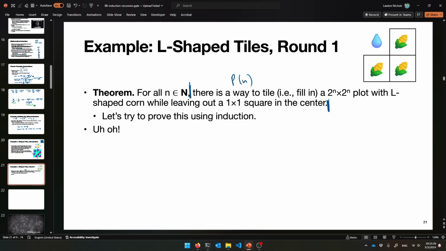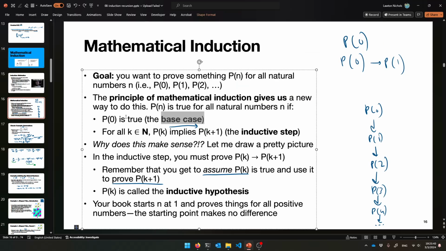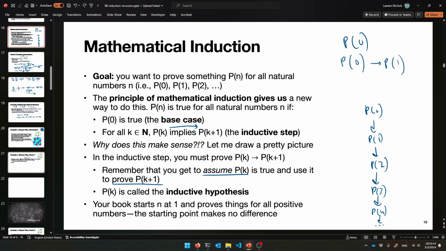You have to show that P(0) is true, P(1) is true, P(2) is true, all those things. We're going to prove this using induction. What does that mean? In order to use induction, we need a base case, P(0), then an inductive step, P(k) implies P(k+1) for all k.